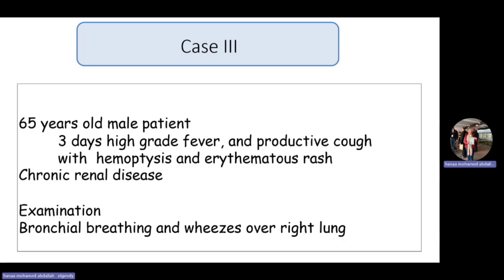Case 3, a 65-year-old male patient who, 3 days ago, complained of high-grade fever, productive cough with hemoptysis and erythematous rash. The patient has chronic renal disease, so he has comorbidities. By examination, there's bronchial breathing, so we suspect consolidation pneumonia, and wheezes over the right lung.